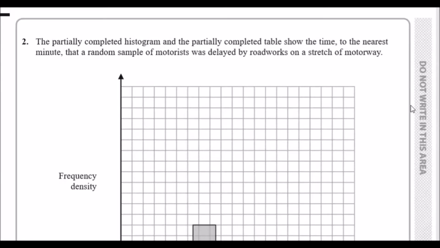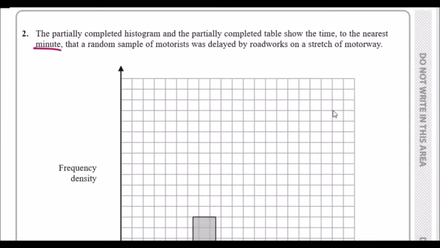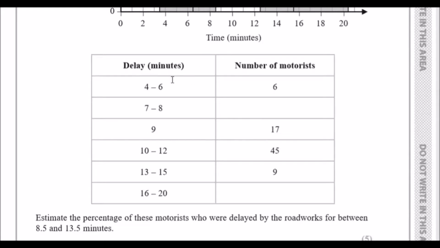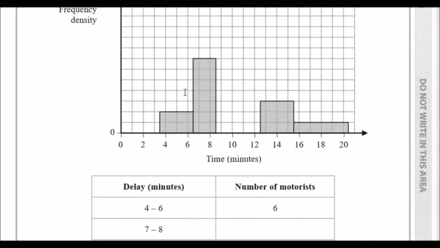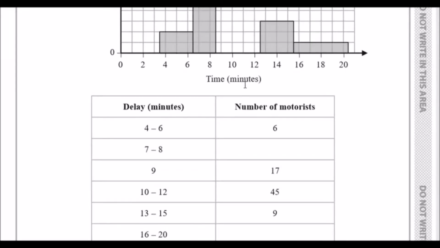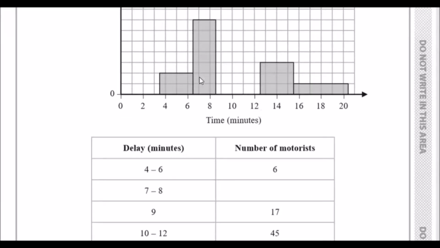Now, one thing you have to note here as well: when they use the term nearest minute, this means that they've already rounded the figure. And this is very important for a histogram, because for a histogram, like you see below and in the graph as well, there should be no gaps. If you look at the table and the graph, you can clearly see that for 4 to 6, for some reason they didn't do 4 to 6, they went down to 3.5. And that's how it is.